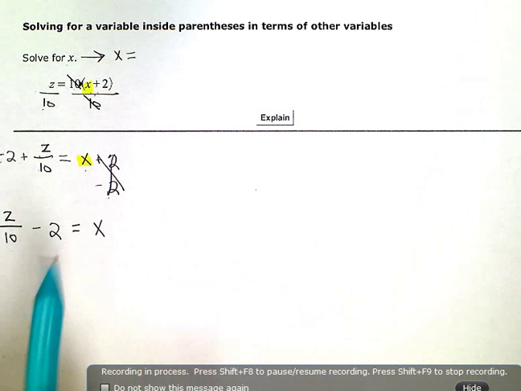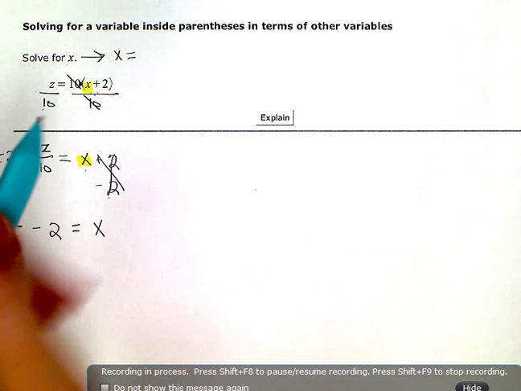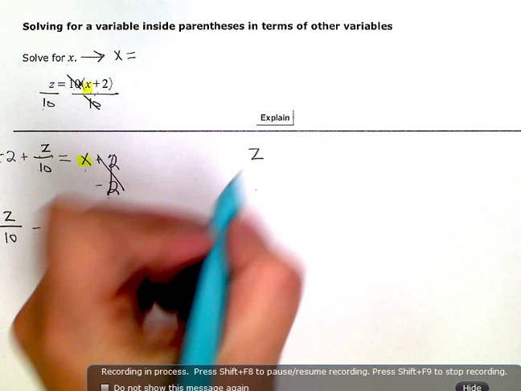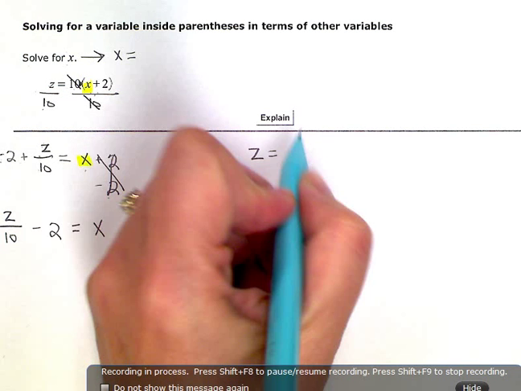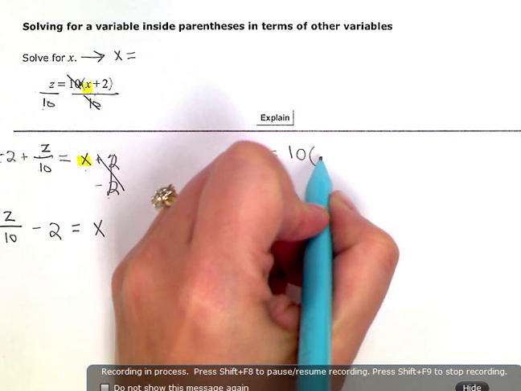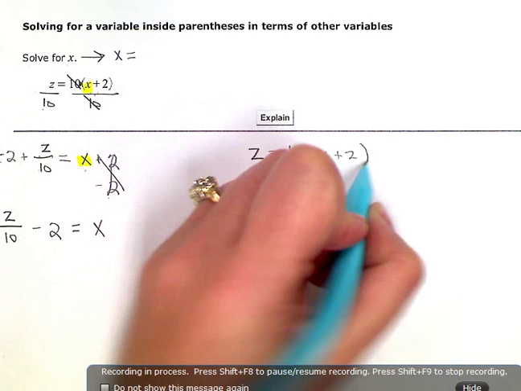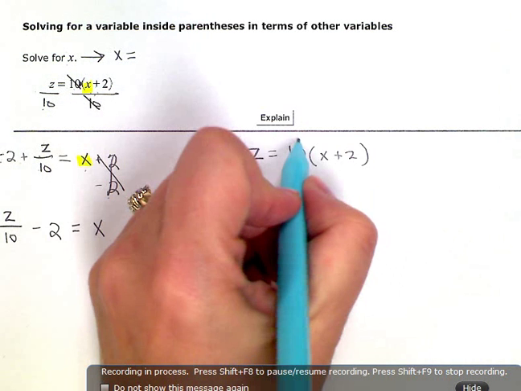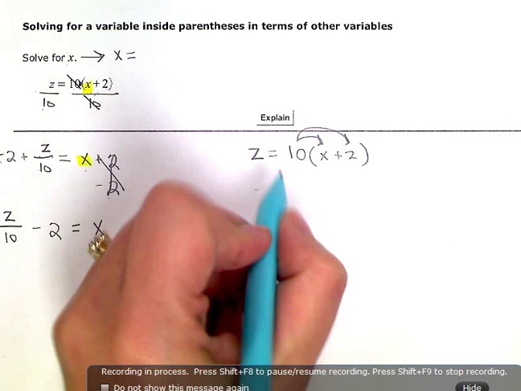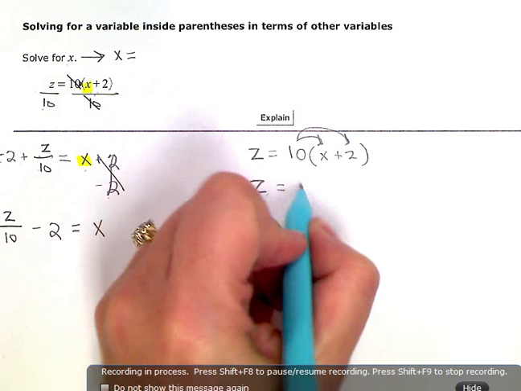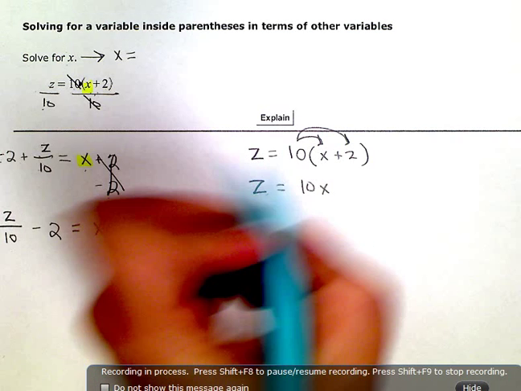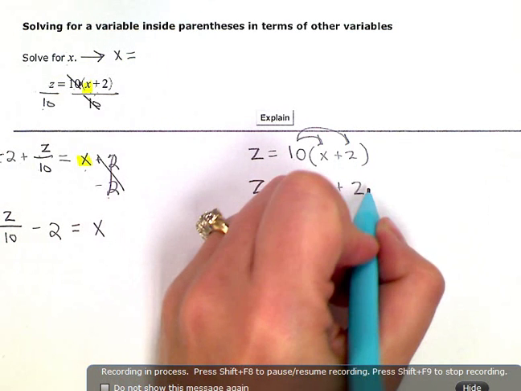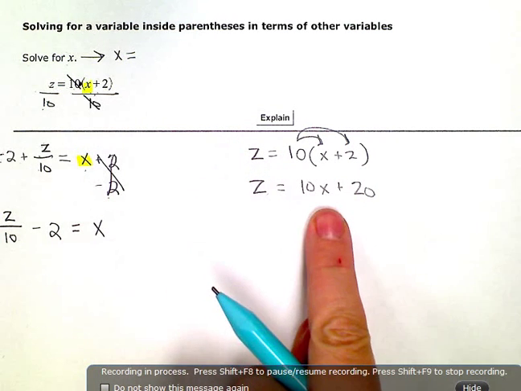I'm going to solve it one more way now. If I start with this again, this is a different method for solving it, and I have 10 times parentheses x plus 2. I could simplify this first, and distribute my 10 over. So then I would have z equals 10x. 10 times x is 10x. 10 times 2 is plus 20. And then I could just rearrange this.